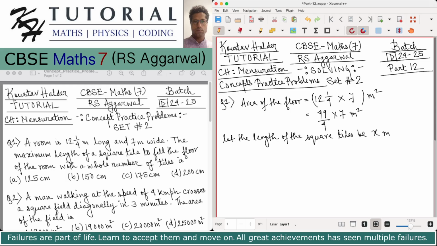would have been a perfect square, then the square root of the area would be the size of the square, and we would have required only one square tile. But 49 by 4 multiplied by 7 is not a perfect square.